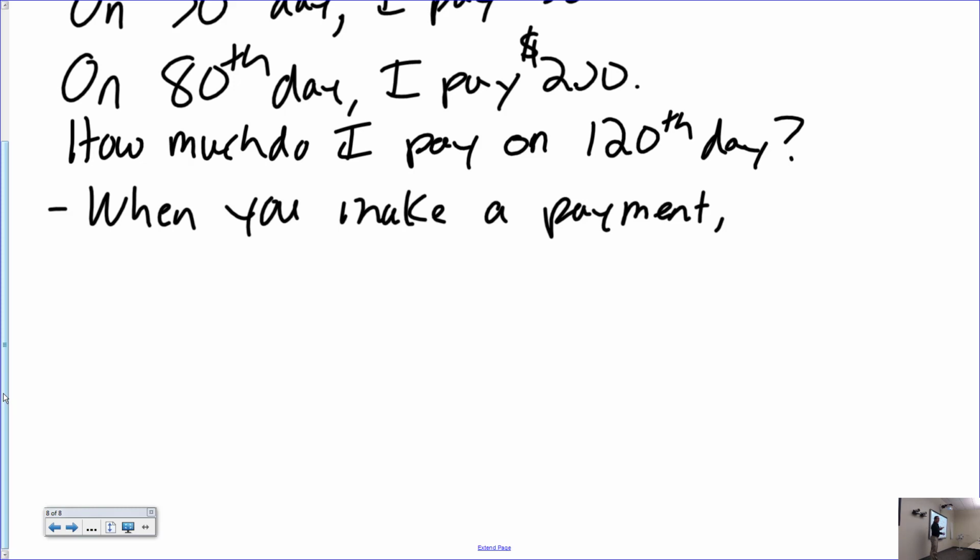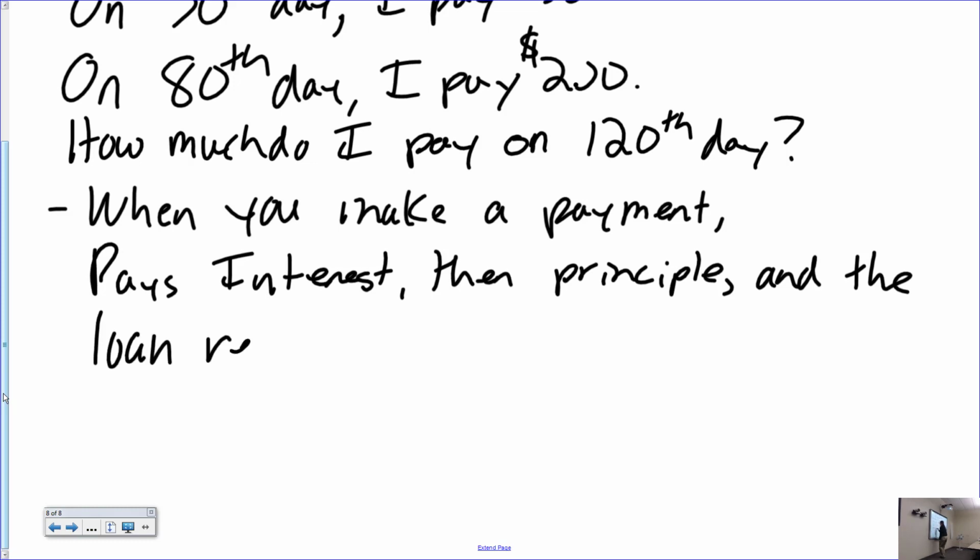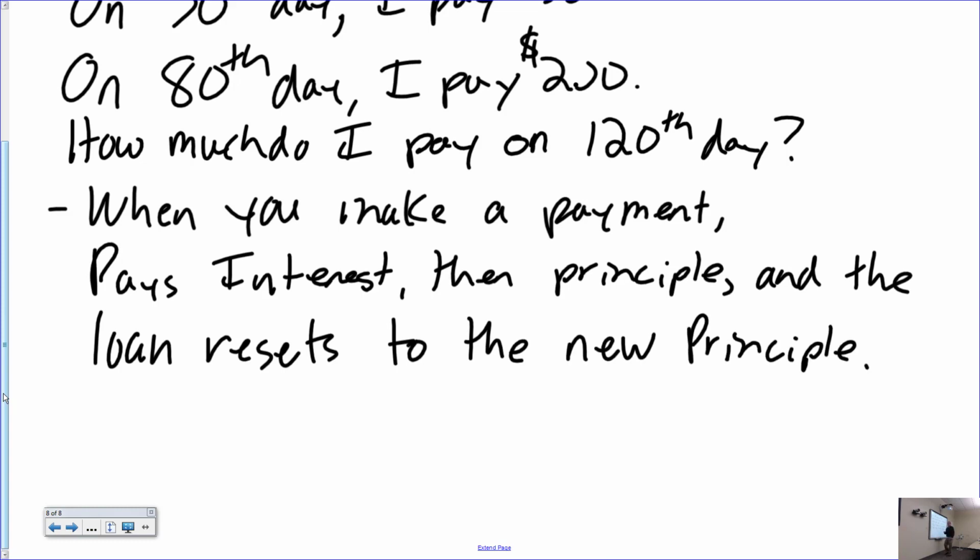When you make a payment, what does the payment always do first? Pays interest first, then principal. And the key is that the loan resets to the new principal. All right? That's the key. This is why it works. Note, folks, that this only happens when you have a loan that allows early payments.